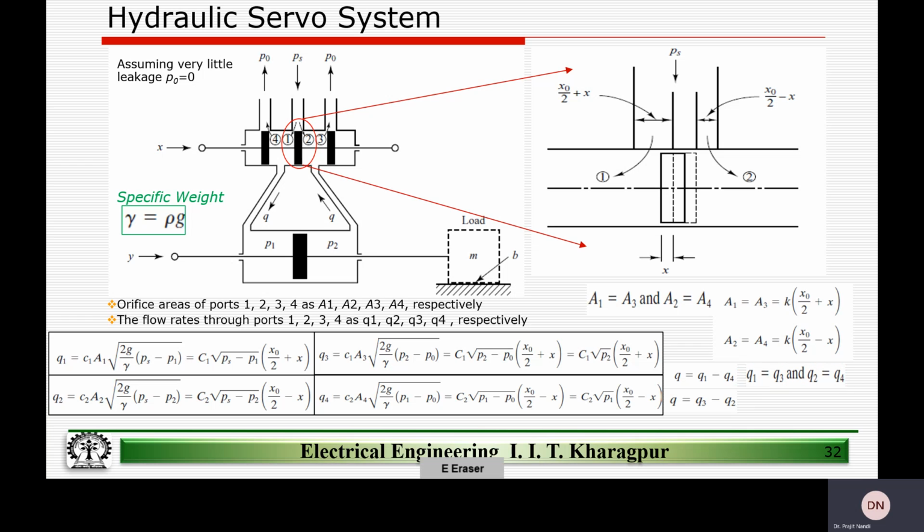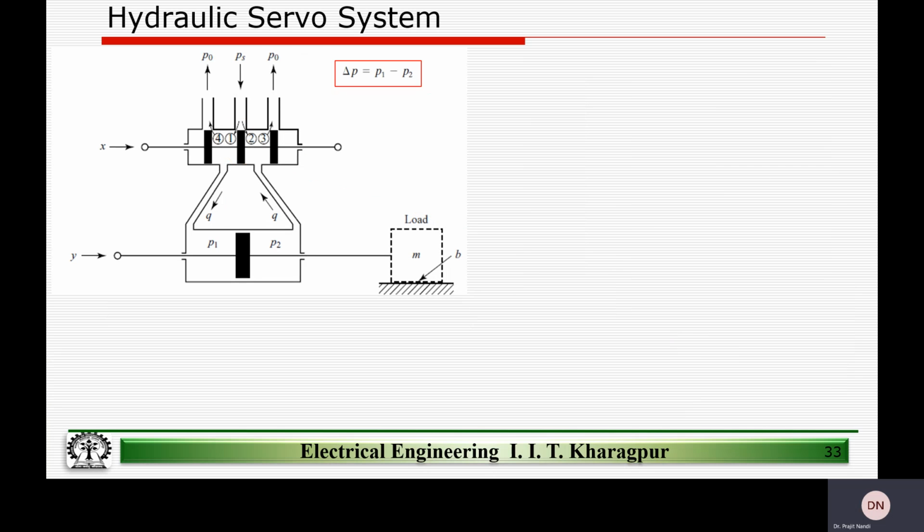Now if Q1 is equal to Q3, if we look at this equation and equate, these two terms go away, C1 cancels, so we end up with PS equal to P1 plus P2, or PS minus P1 is equal to P2, right?